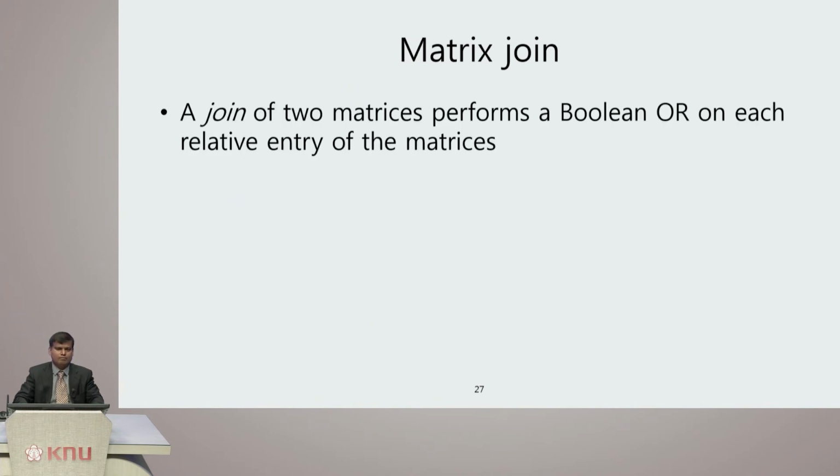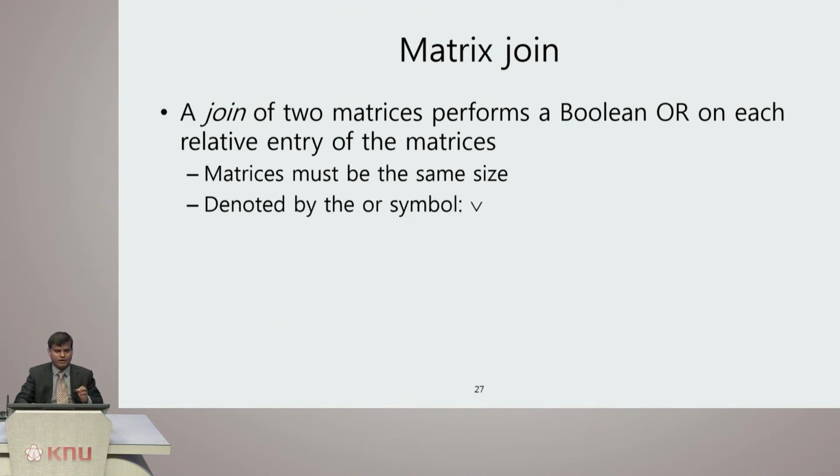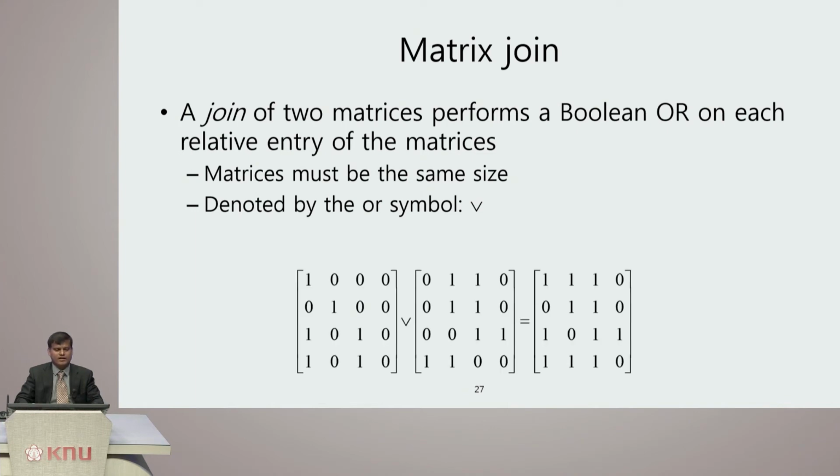Let's say matrix joins. A join of two matrices performs the Boolean operation OR on each relative entry of the matrix. So the matrices must be of the same size if you want to do this joining. And if you are using OR, we can represent it with the logical symbol, similar to V. Here is an example of how you combine these two.